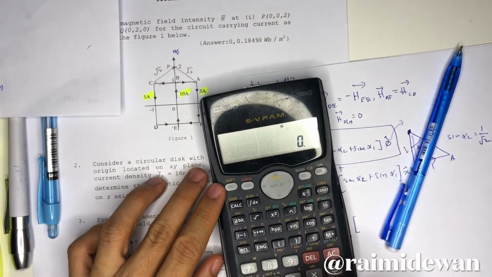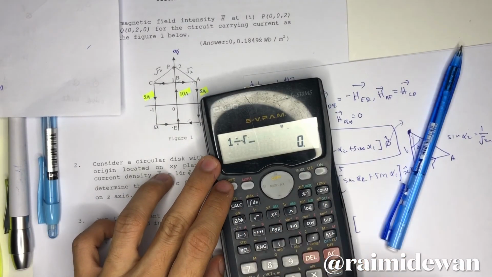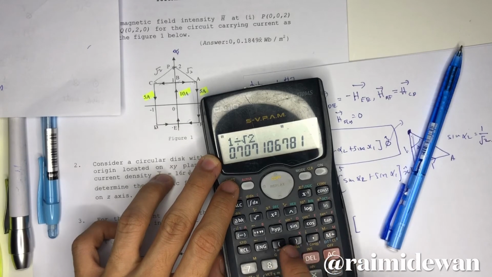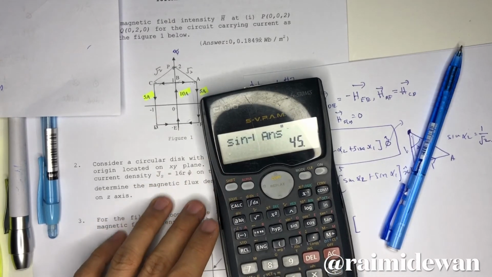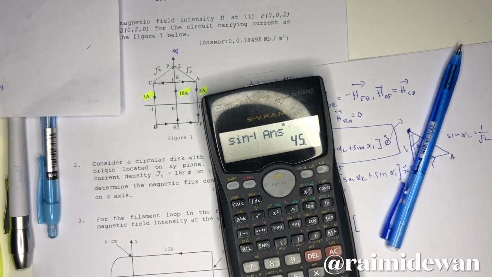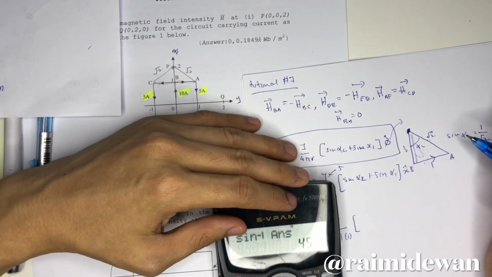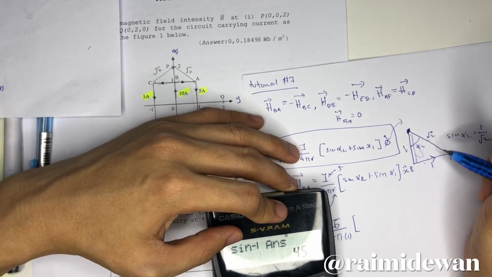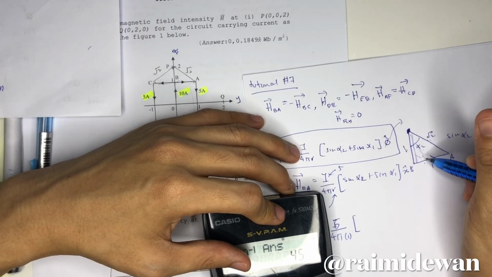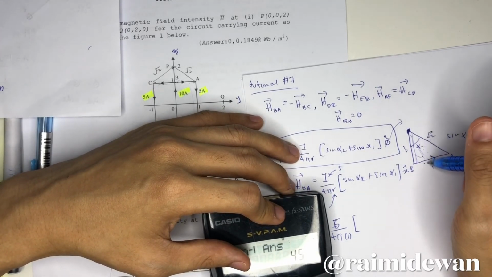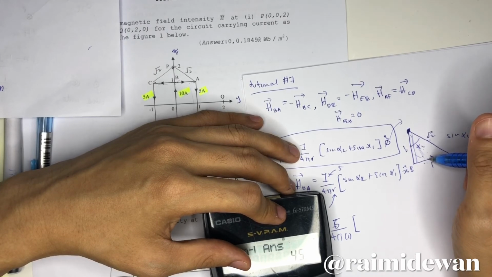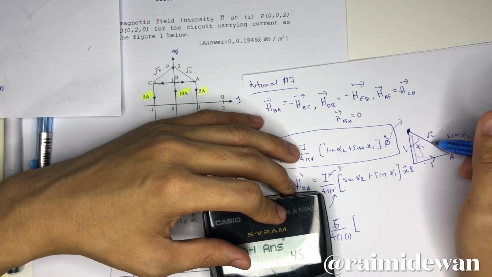So 1 divided by square root of 2. Then you have your sine, inverse sine. So sine alpha 2, this one 1 over this one.